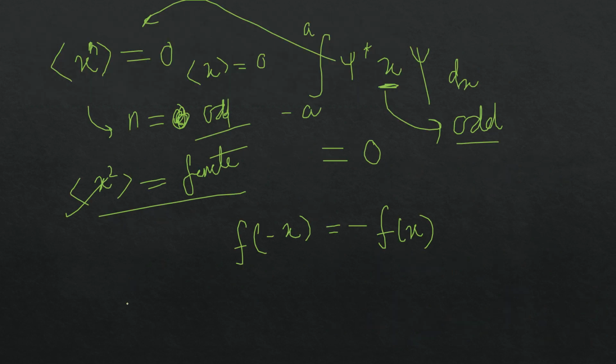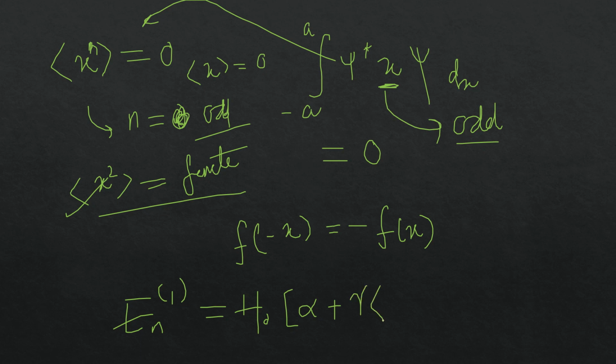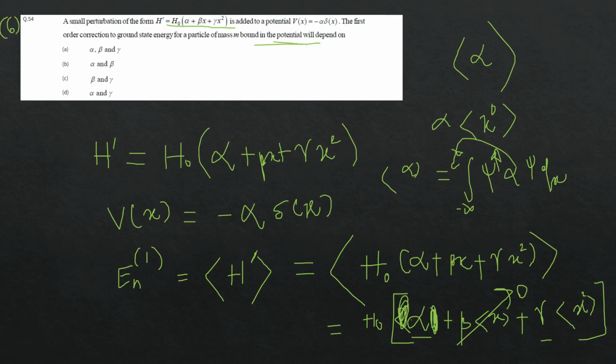So I can write the first order correction E_n^(1) is equal to H naught times alpha plus gamma times the expectation value of x square. Is it clear? Only alpha and gamma will remain. So the answer to the question, what will the correction depend on, is alpha and gamma. This is a very conceptual question. So next question.